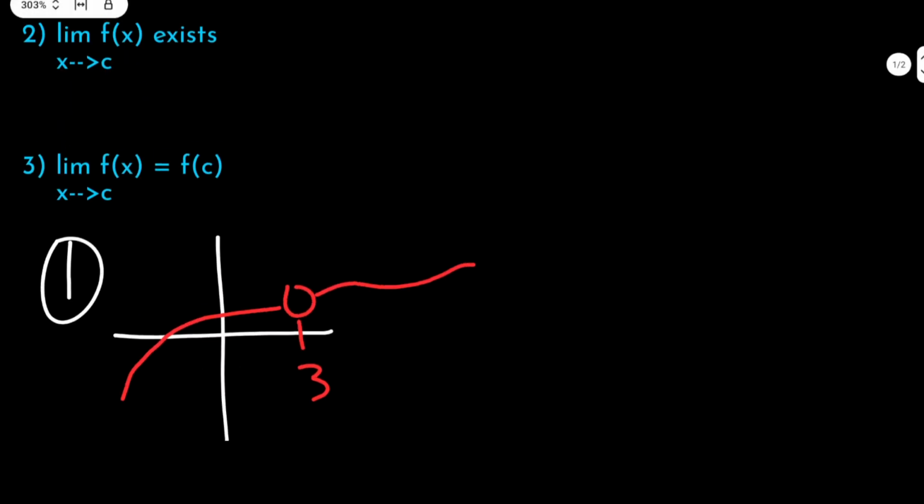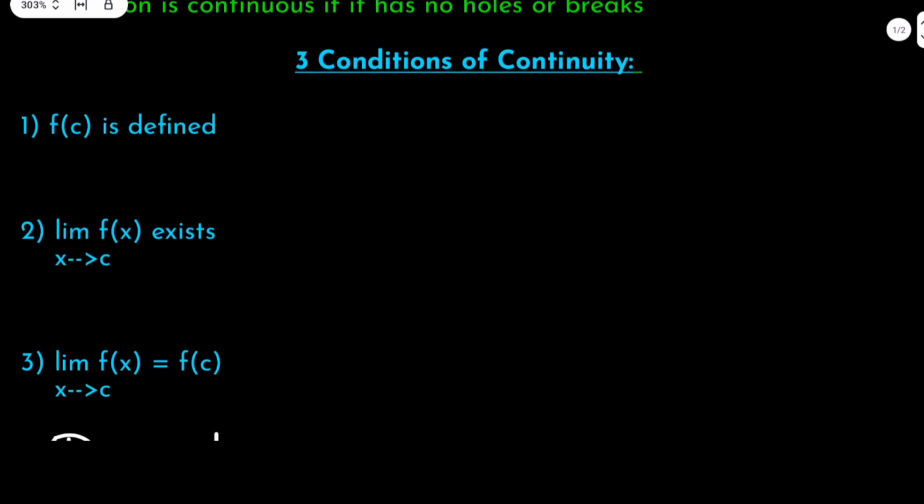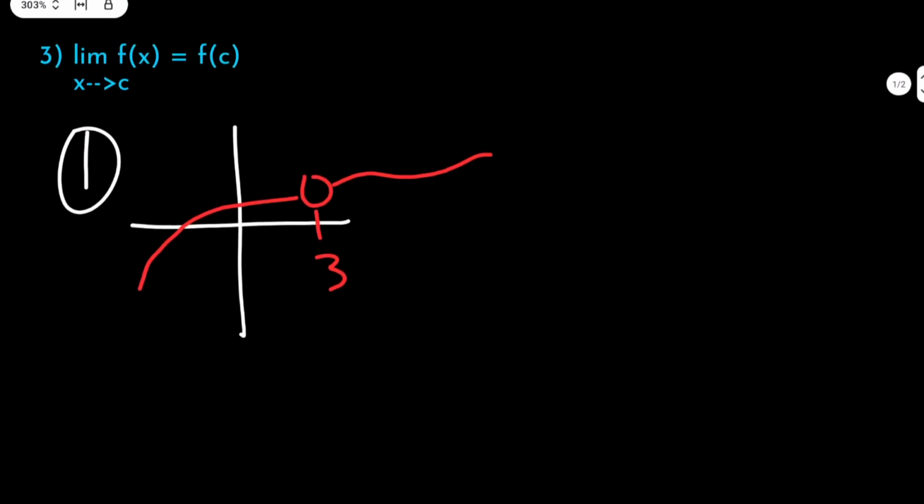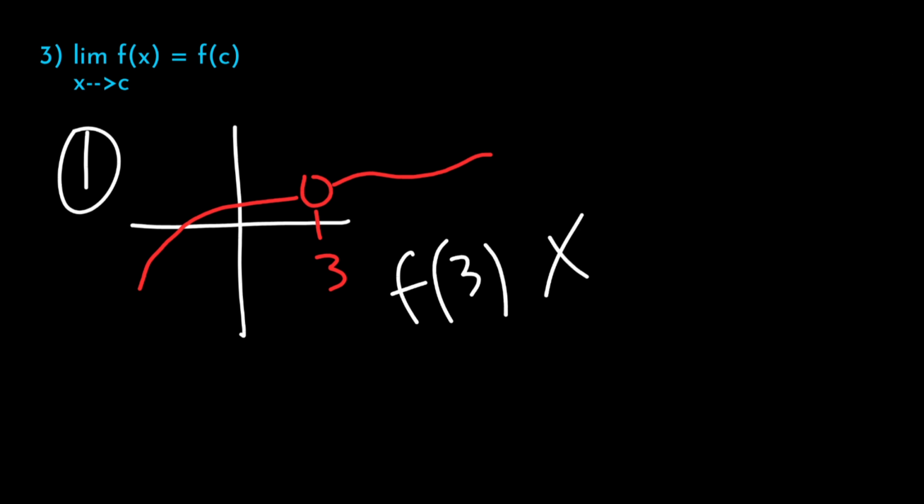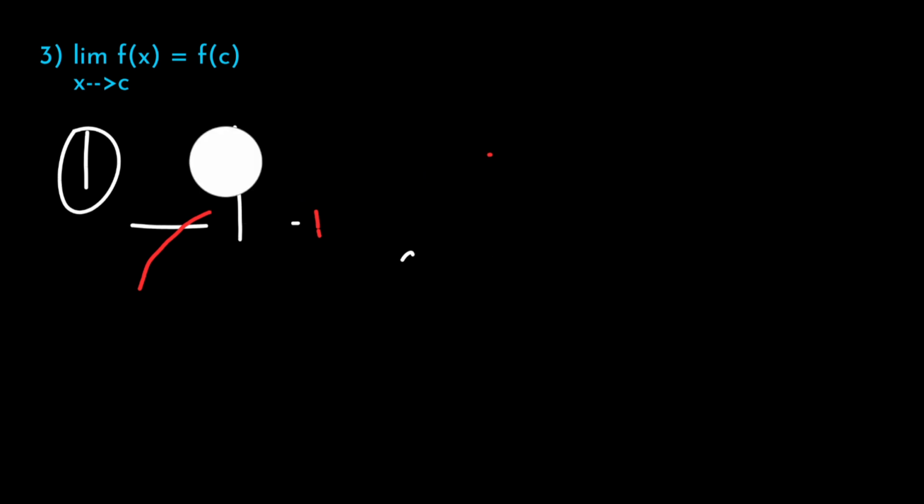Okay, so it fails condition 1. This is where condition 1 is already failed, because if we go back up here, f of c is defined. There's a point right here. F of 3 is not defined anywhere on this graph, so therefore the first condition is failed by this.